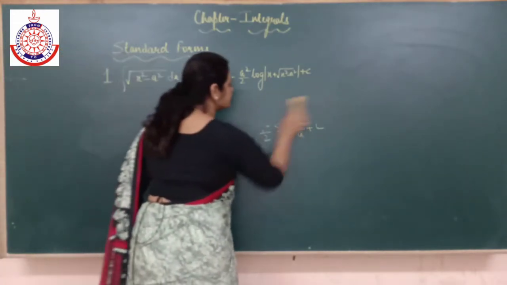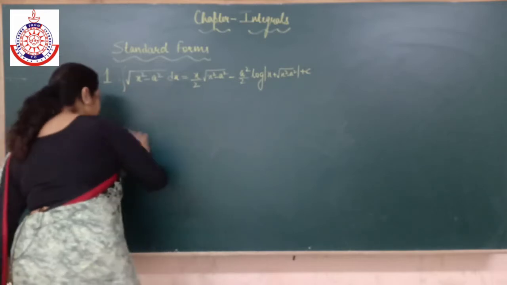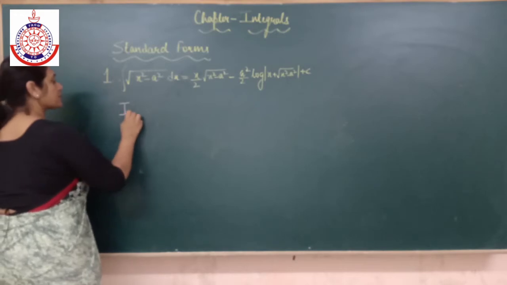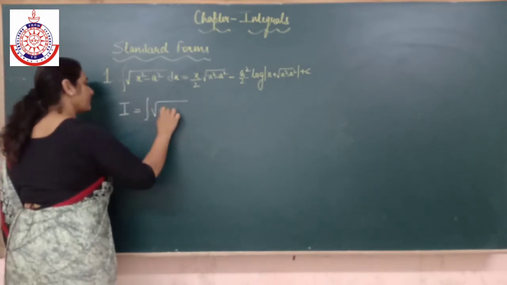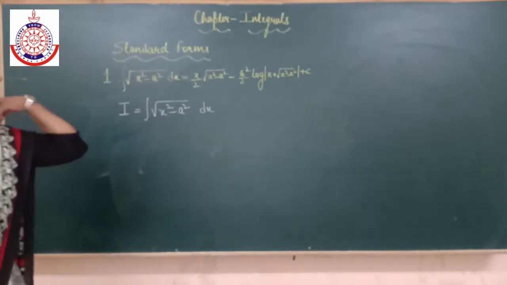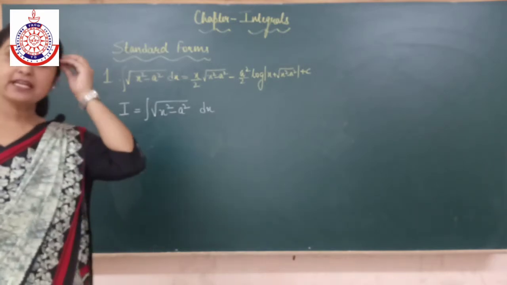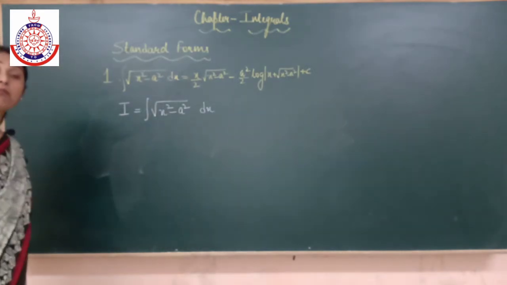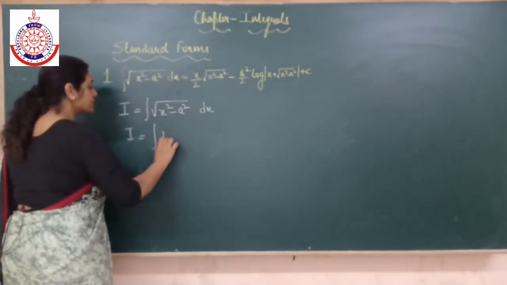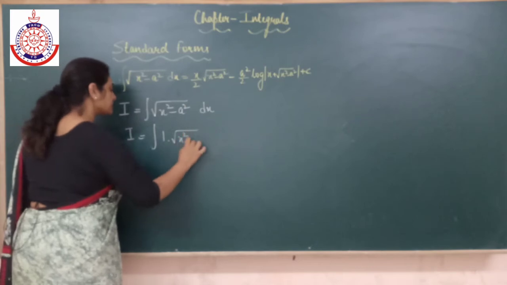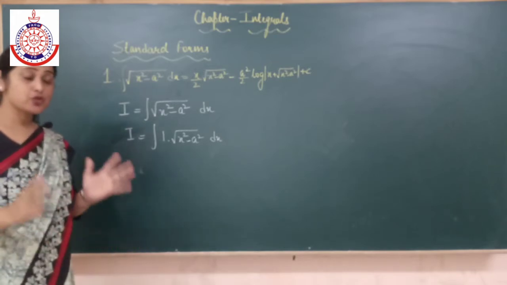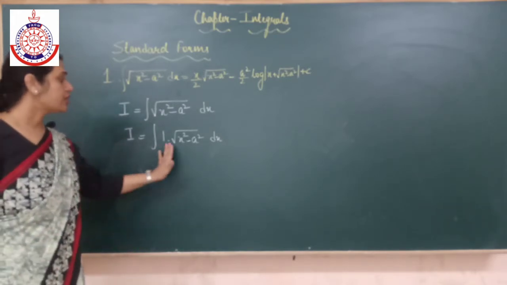Let's try the first one. The remaining two you will try on your own. Alright, I have to integrate under the root x square minus a square. Clear? So we are going to use by parts here. I don't have a second function, so I'll take 1. Now by parts, I hope you have seen the previous videos. You have done integration by parts.